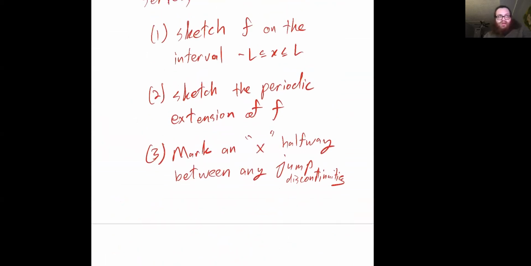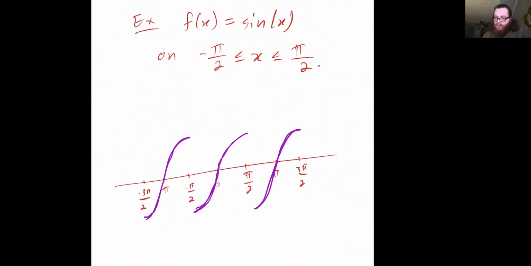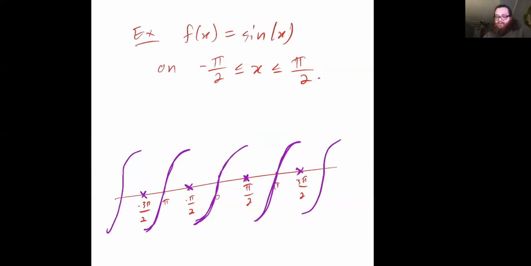Last bit, compute the averages of the jump discontinuities. Where are the jump discontinuities? In this case, the jump discontinuities are exactly at the ends of the intervals. This value is 1. This value is -1. The average is going to be 0. And then it continues on like that, 0, and it continues on like that. Okay, so this is the Fourier series for sine of x defined over this interval.